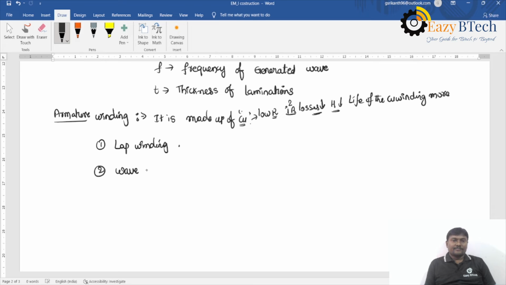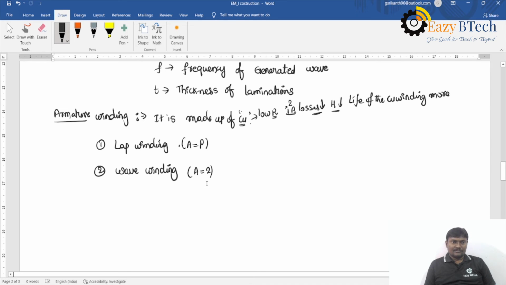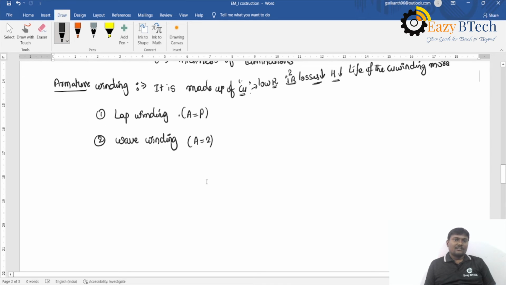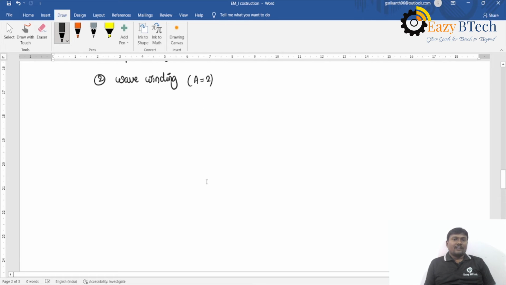So coming to the armature winding, there are two types of windings. One is a lap winding, and the second one is wave winding. For the lap winding, the number of parallel paths is equal to the number of poles. For wave winding, the number of parallel paths is equal to 2. So we'll discuss armature winding in detail in the next video.